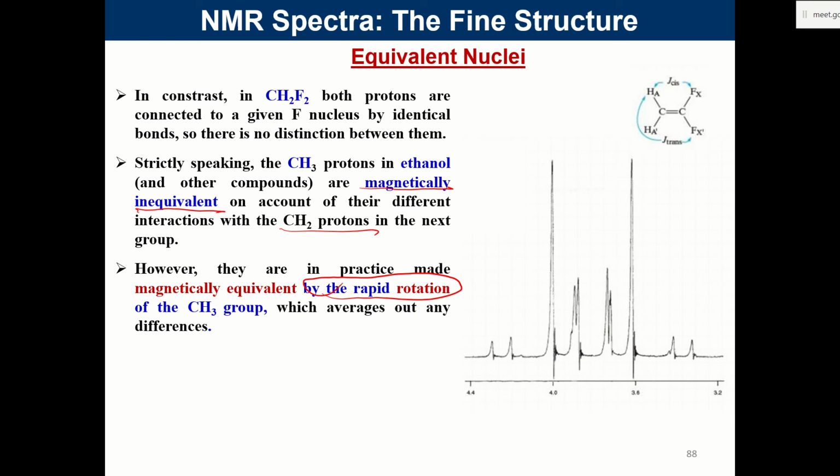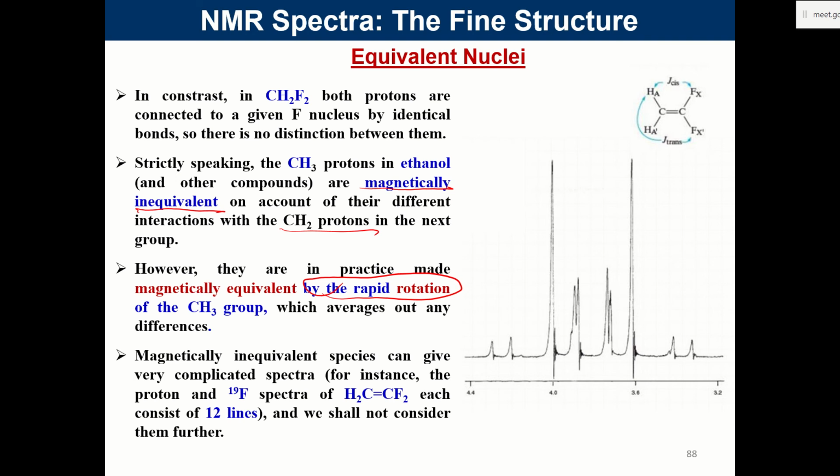So this is the averaging that happens in the interaction, all because it is undergoing rapid rotations, and CH3 appears as magnetically equivalent in the actual NMR spectrum.